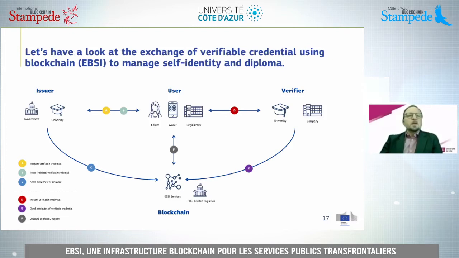So the first interaction is between the issuer and the user. So a government or a university issues a credential, which is requested by a citizen using their wallet. And the evidences, the proofs are stored, the proof of the evidence of issuance, which is basically a cryptographic hash of the document, and the timestamping, which are done using the EBSI services. The document itself is in the wallet of the citizen.